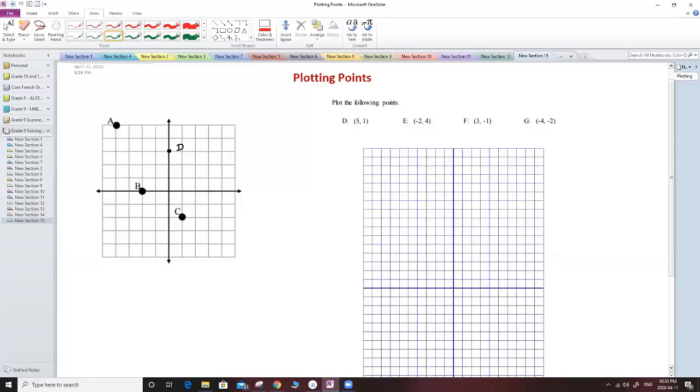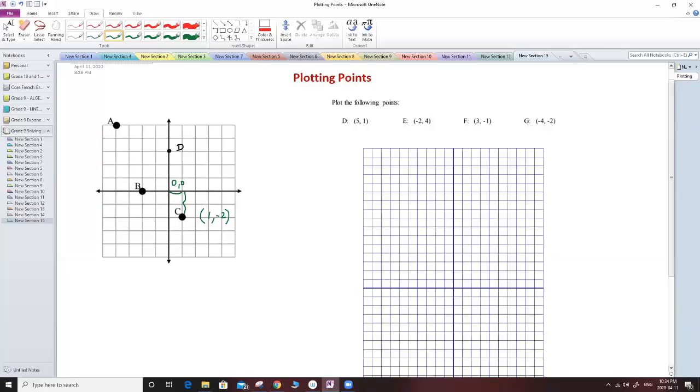So let's say I'm going to start with point C. I'm coming from the origin, which is (0, 0), and going one step to the right. So this is 1. Right away, the x coordinate is 1. And after that, I see that it's going down 2 steps. That means negative 2.